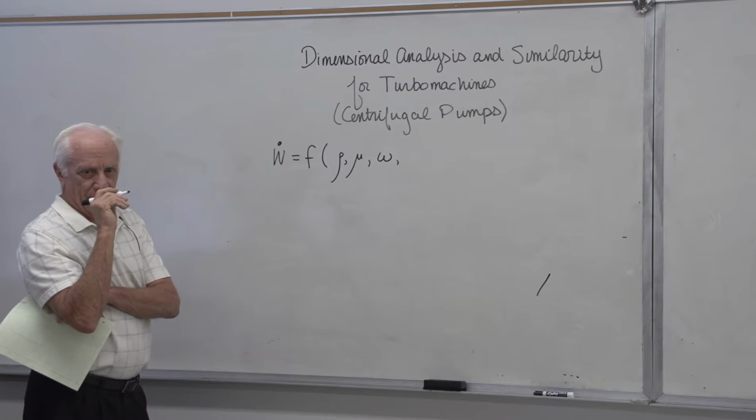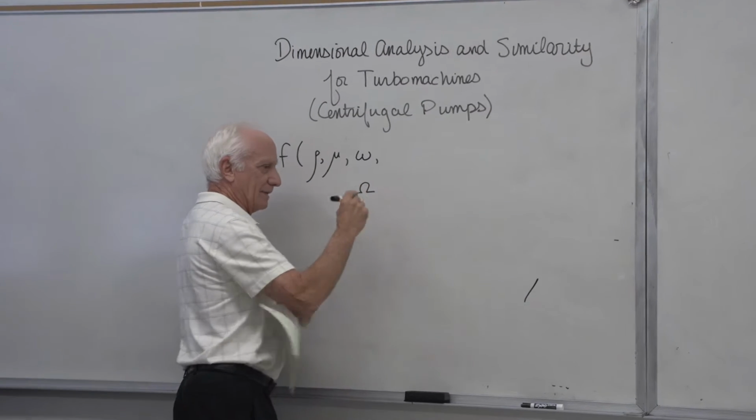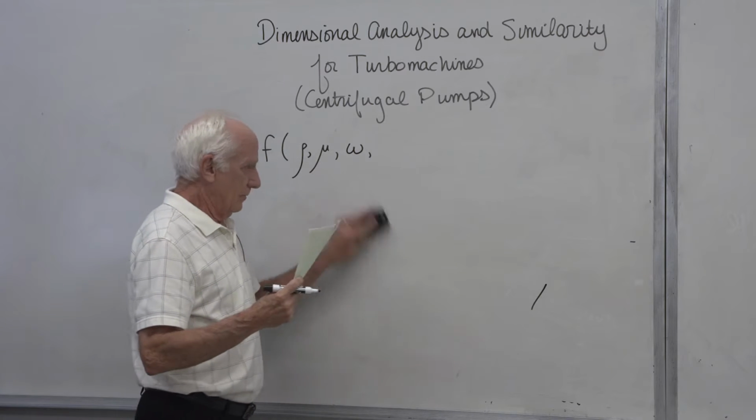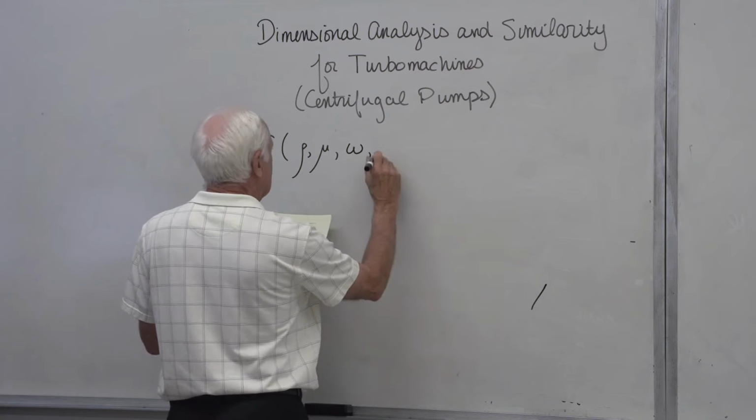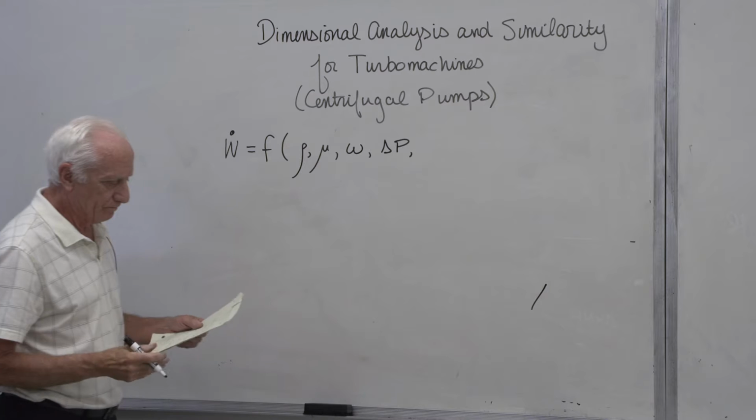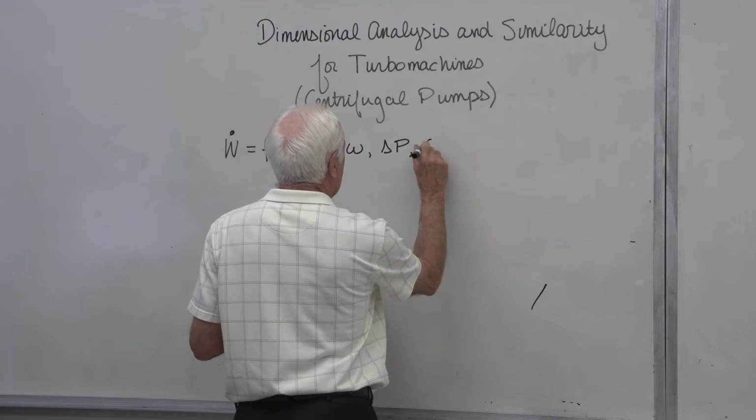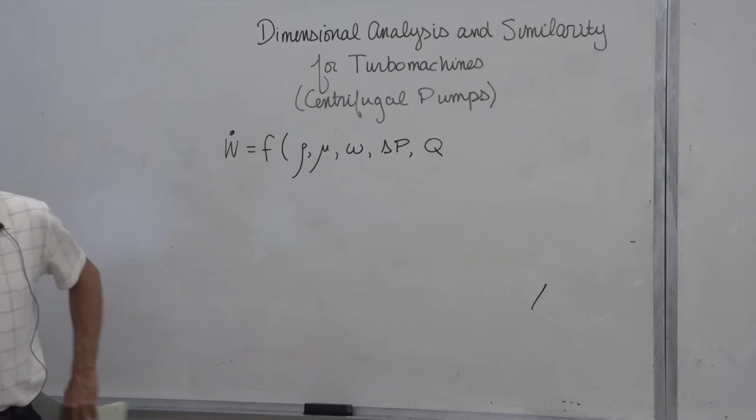Omega is usually in radians per second. Capital omega sometimes is RPM, revolutions per minute, so the difference is 2 pi. We'll use omega. Then the pressure rise across the pump. The pump's purpose in life is to increase the pressure. The flow rate Q, sure, the more flow rate I put through the pump, the more I suspect the pump power has to be.